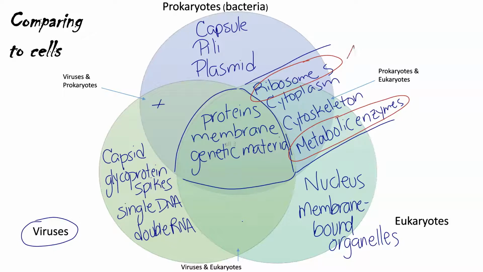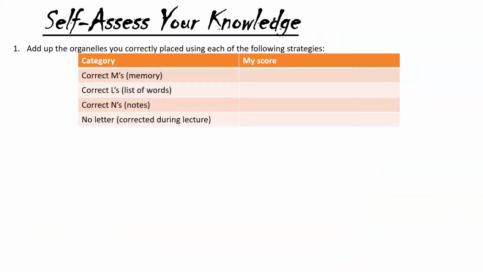So these are the two reasons why viruses cannot reproduce on their own. So we didn't just use those M's, L's, and N's for fun. We are going to use them so that you can self-assess how much you remembered about cell structures before and how much you still needed assistance with learning.